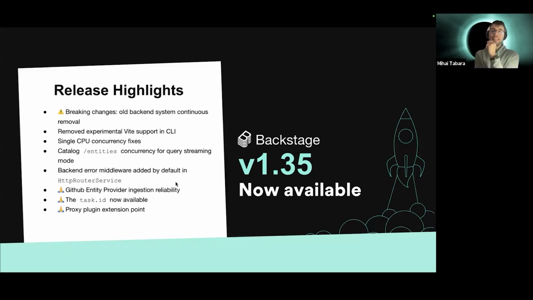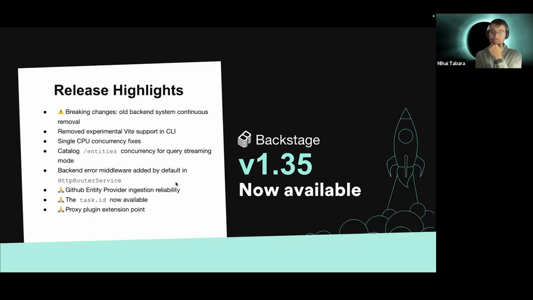And speaking of concurrency, the endpoint in catalog that backs up the entities also has improved concurrency there. Whenever you turn on the query streaming mode, we're no longer waiting on the current batch to be written in the response before you fetch the next one. So nice improvement in there. And then last but not least, there's a backend error middleware that has been added by default. So in case you had to write one on your own, that metadata is already enriched in the context plugin in there. So you can drop any custom stuff that you may have had before that.